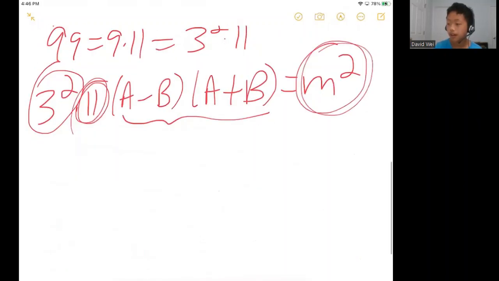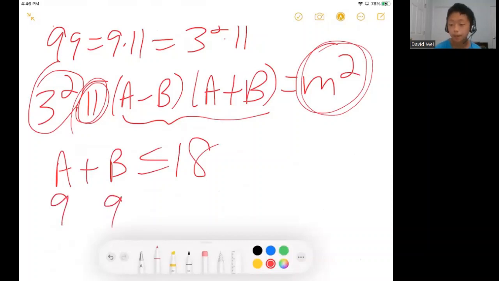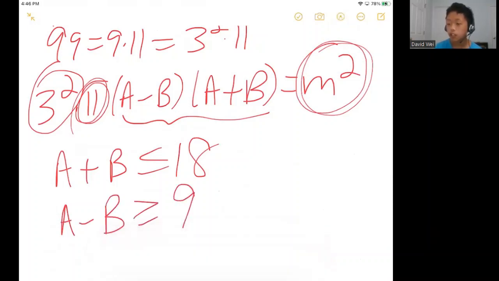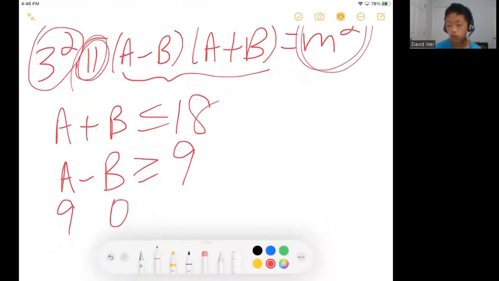Notice that A plus B, the biggest it can be is 18. That's when both A and B are equal to 9, right? That's the maximum possible value of A plus B. Notice that A minus B, the best you can do is 9, right? The largest possible value of A minus B you can ever get is when A equals 9 and B equals 0, to make them as far apart as possible. Or I should say, this should actually be less than or equal to, right?